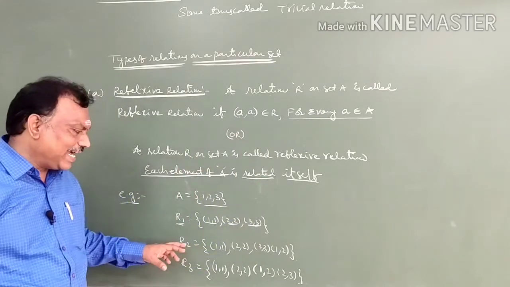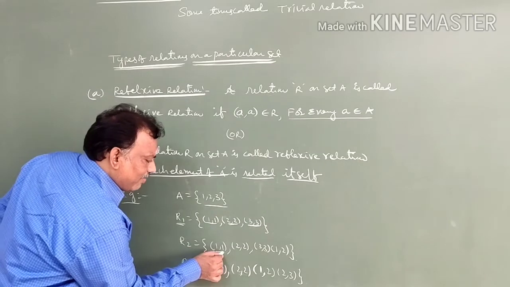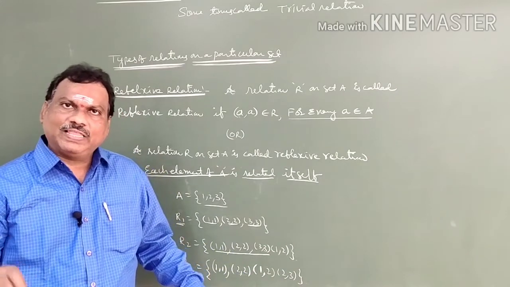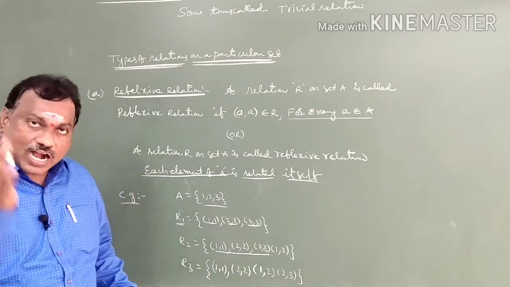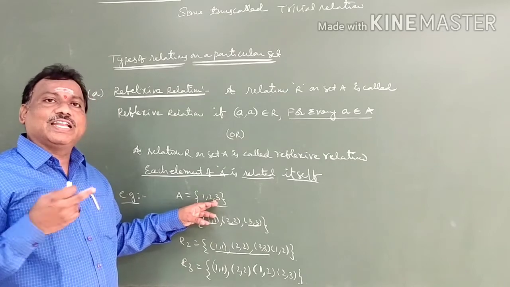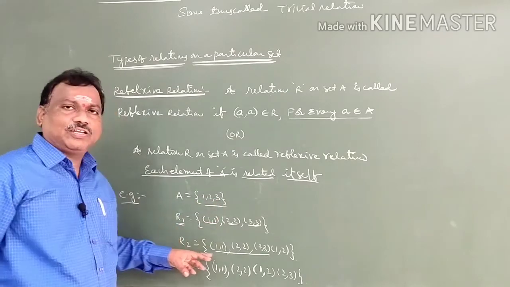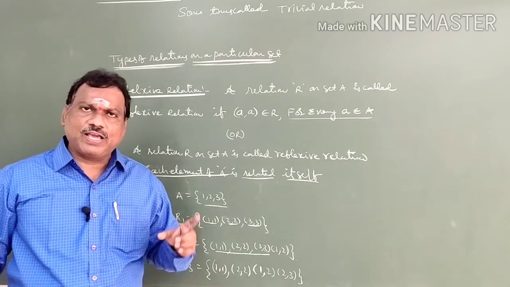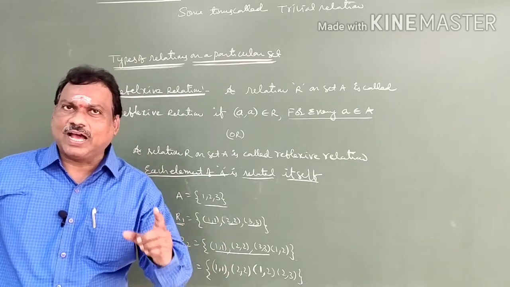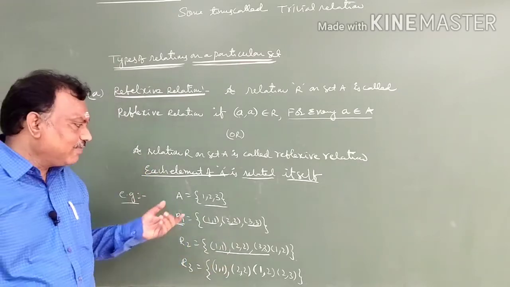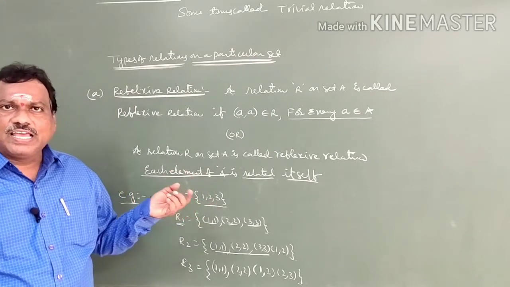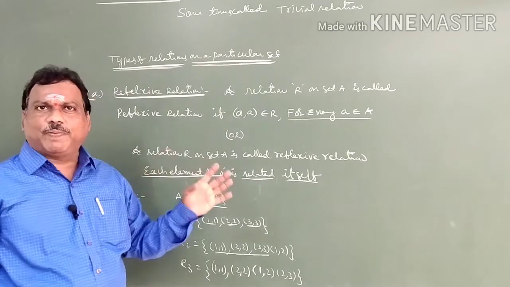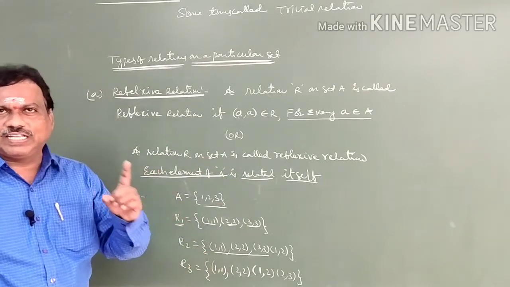It is reflexive. The second set also, you can observe, has (1, 1), (2, 2), (3, 3). In addition there may be extra pairs, no problem. But there should not be a shortage: if one element is present in A and that element is not in the particular relation, it is not reflexive. That's why, when describing a reflexive relation, you should give importance to that particular set, because the definition says each element of A is related to itself. Each element means each and every element should participate.